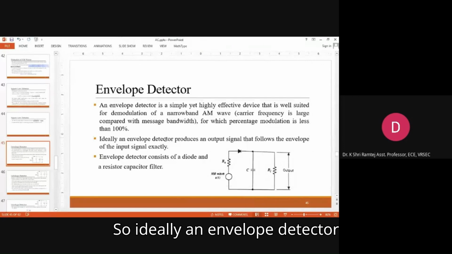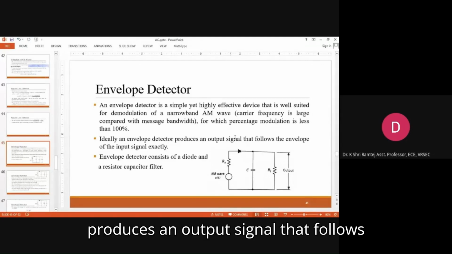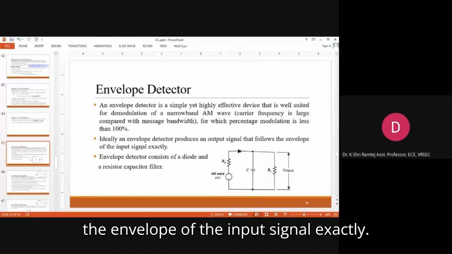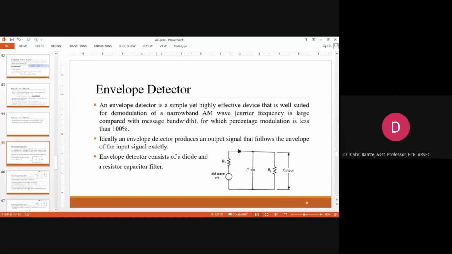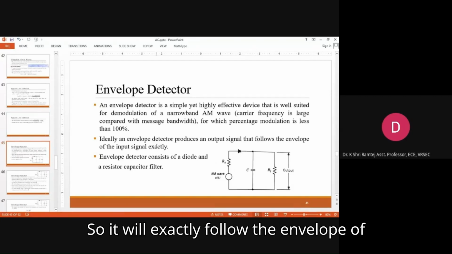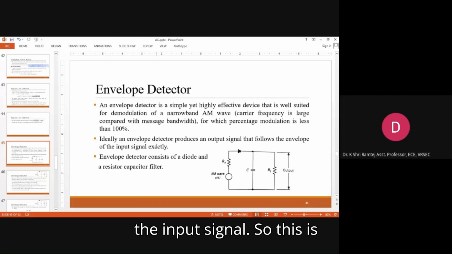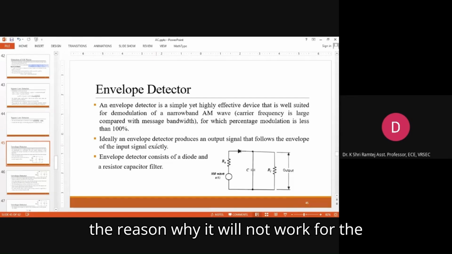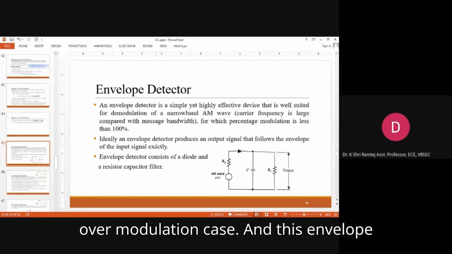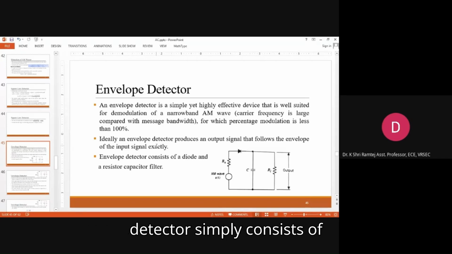Ideally, an envelope detector produces an output signal that follows the envelope of the input signal exactly. So it will exactly follow the envelope of the input signal. This is the reason why it will not work for the over modulation case. And this envelope detector simply consists of a diode and a resistor capacitor filter.